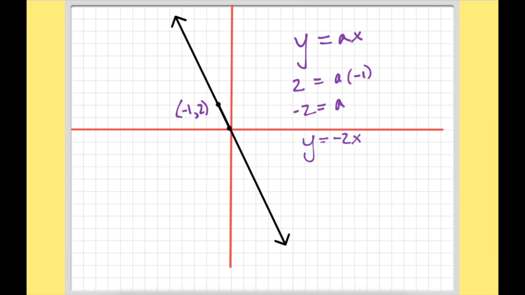Then I could use that to find the value of y when x is 30 or any given x value. So y equals negative 2 times 30. So when x is 30, y is negative 60.